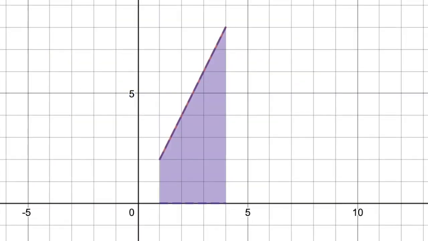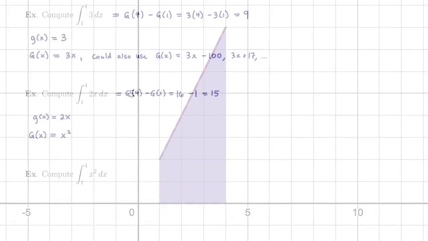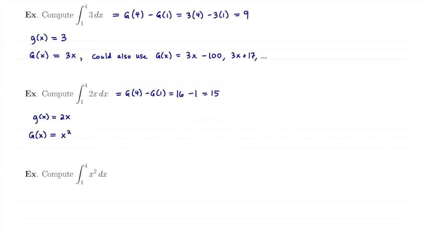And you could work that out geometrically as well, because 2x from 1 to 4 gives you something that looks like a trapezoid, right? But here's a faster way. Okay, let's look at the last example. Here, the integrand function is x squared. What's an antiderivative for x squared?